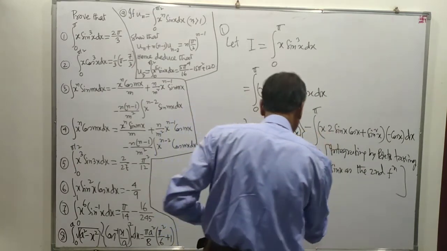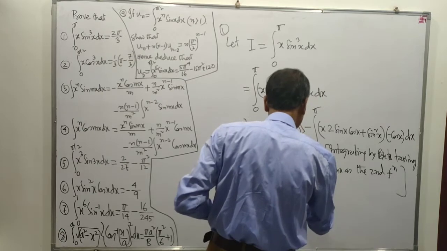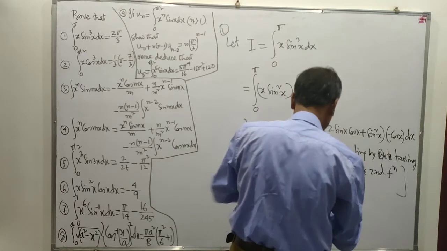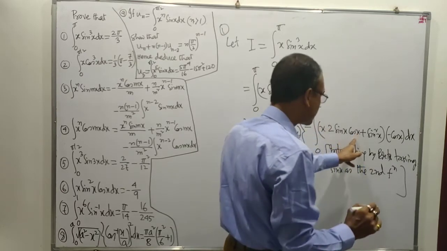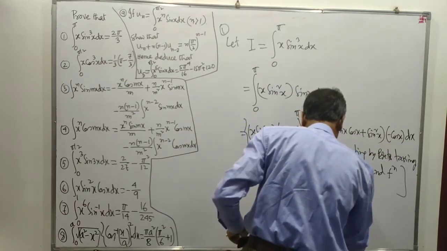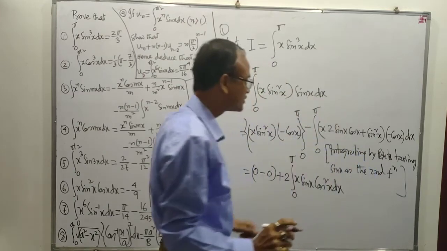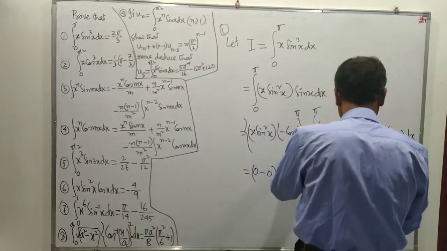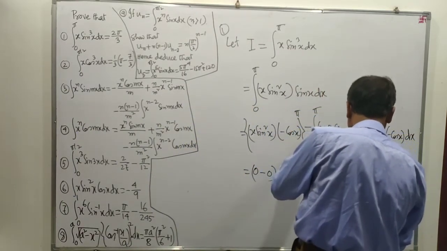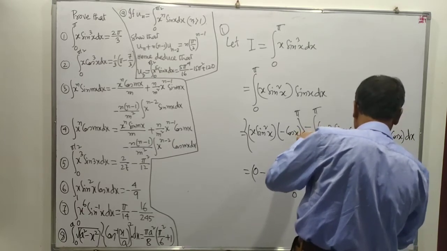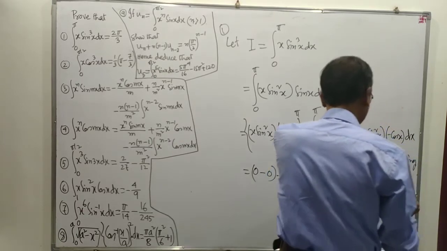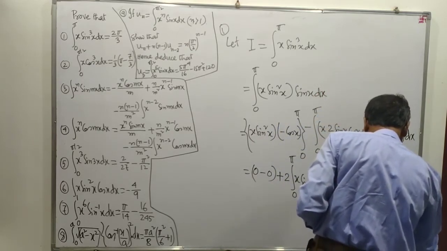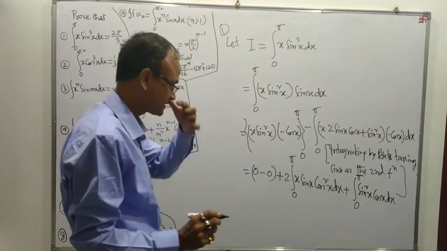2 can be taken outside the sign of integration. Integral 0 to pi, x sin x cos x into cos x. This is equal to cos square x. You may write like this. Cos square x minus, not minus, this is plus, integral 0 to pi of sin square x into cos x. Sin square x into cos x. You may write like this.